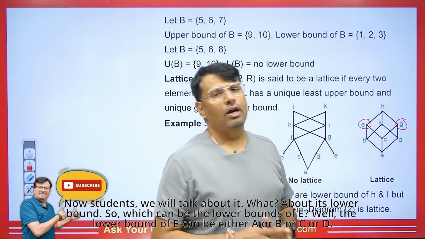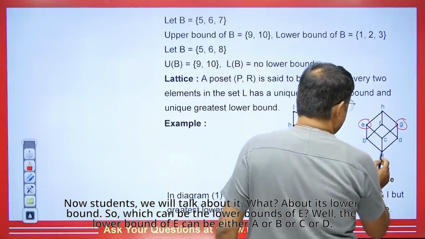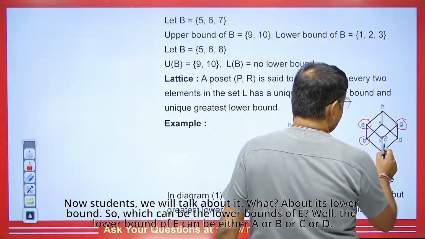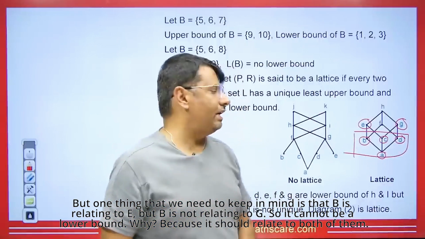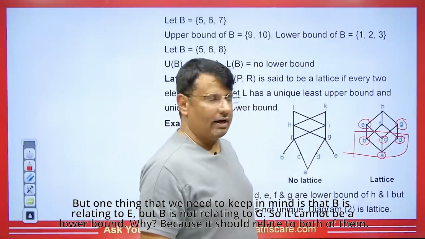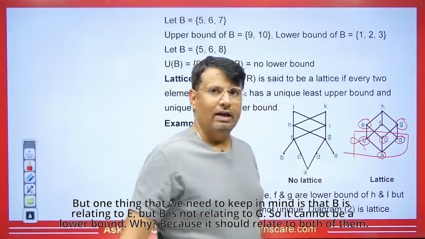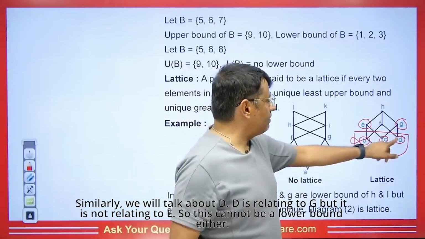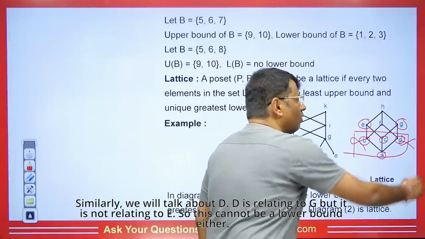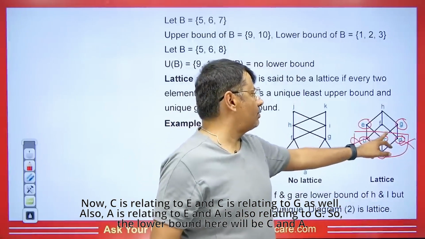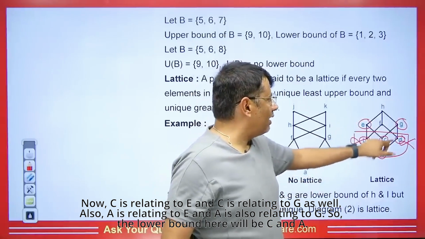Now students, we will talk about the lower bounds. Which can be the lower bounds of E? Well, the lower bound of E can be either A or B or C or D. We can have four lower bounds. But one thing we need to keep in mind is that B is relating to E, but B is not relating to G, so it cannot be a lower bound. Why? Because it should relate to both of them. Similarly, D is relating to G, but it is not relating to E, so this cannot be a lower bound either. Now C is relating to E and C is relating to G as well. Also A is relating to E and A is also relating to G.